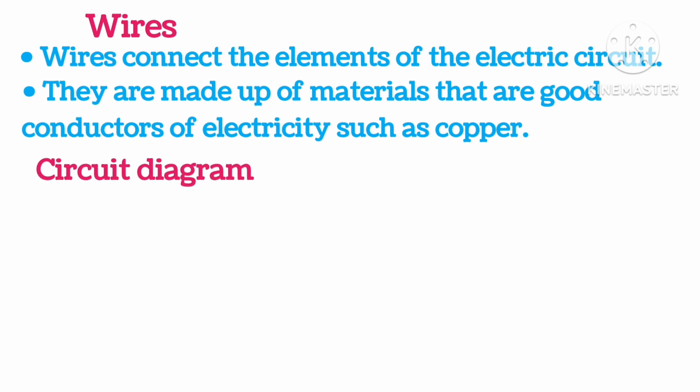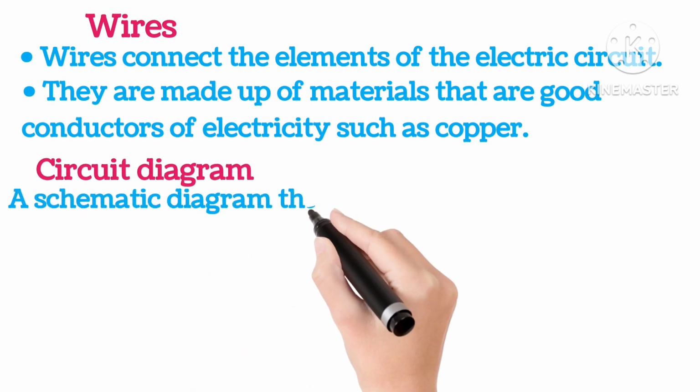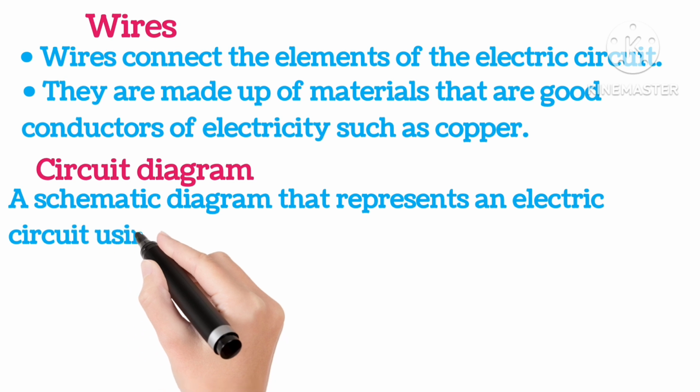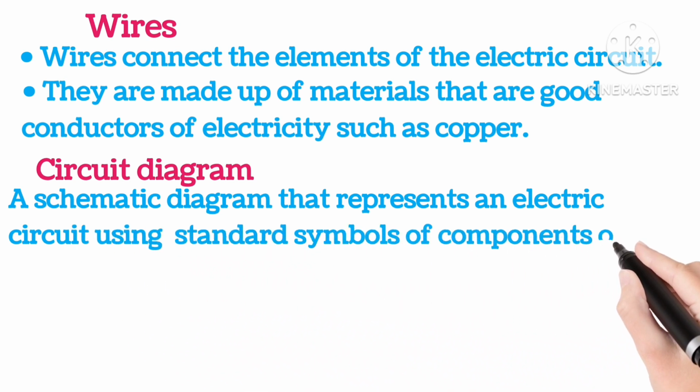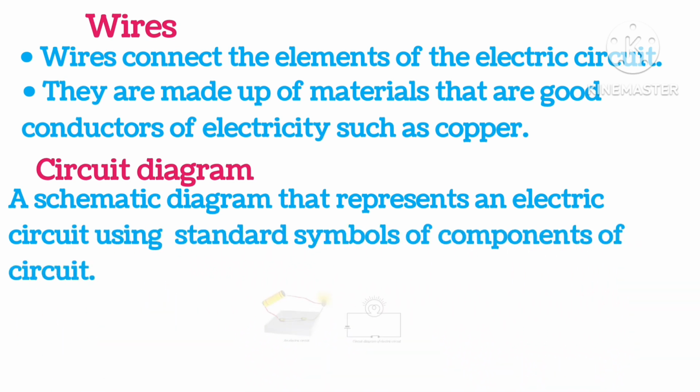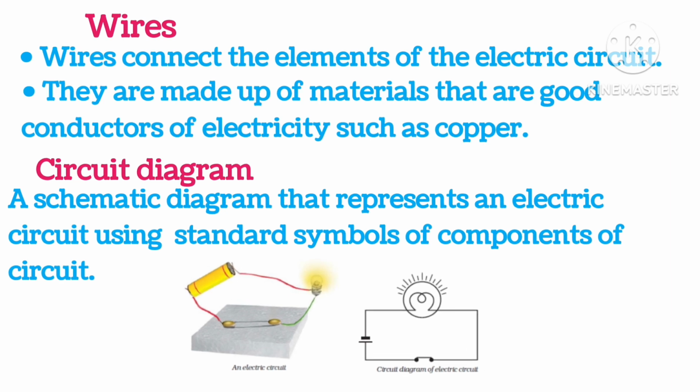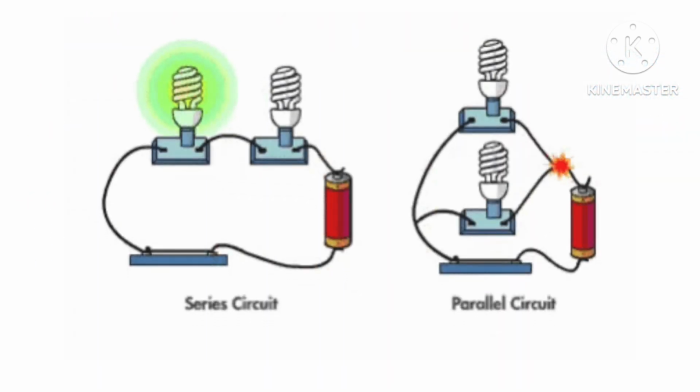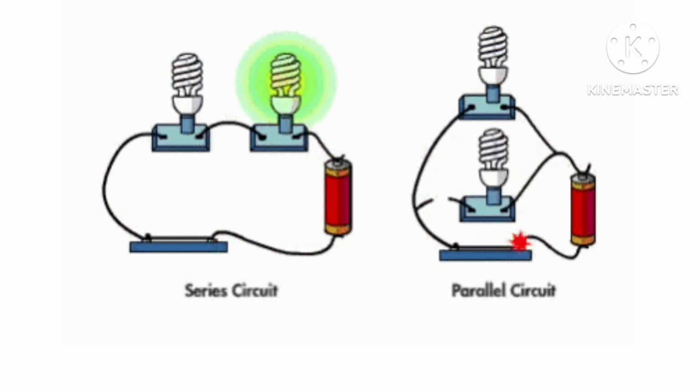Circuit diagram. A schematic diagram that represents an electric circuit using standard symbols of components of the circuit, as you can see in the picture. This is the diagram for series circuit and parallel circuit to show how current flows in series and in parallel.